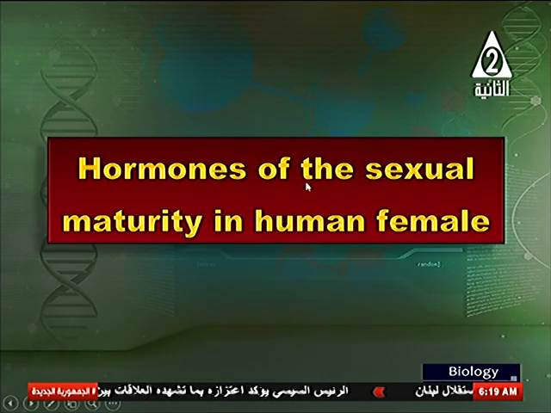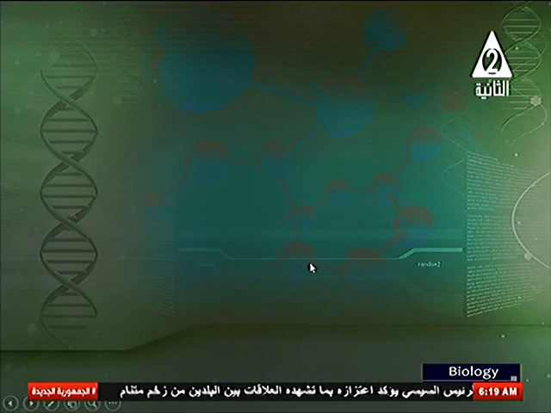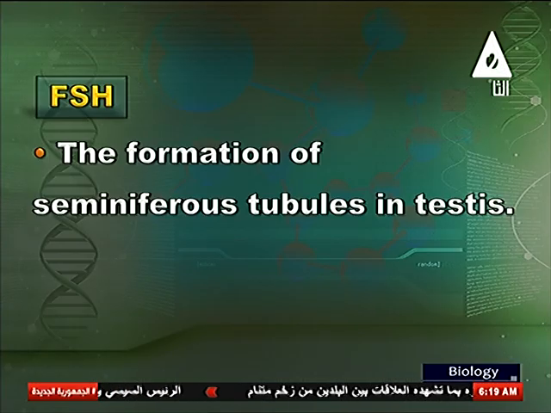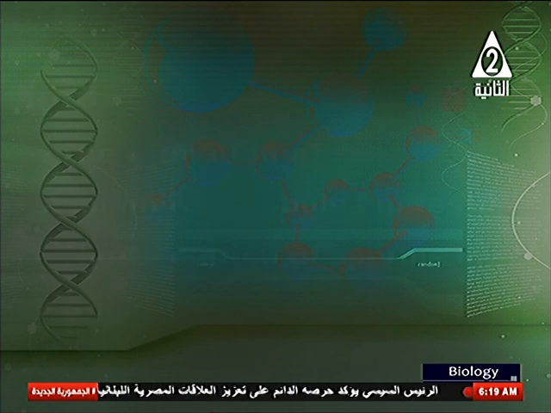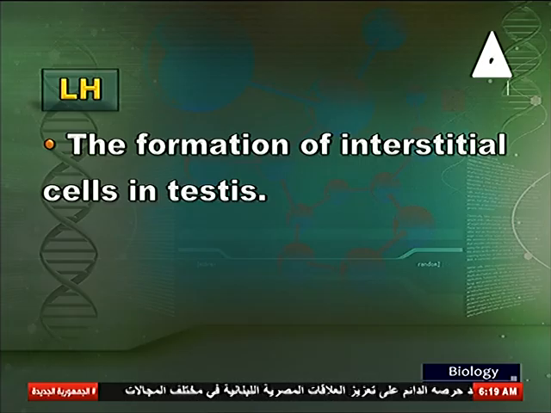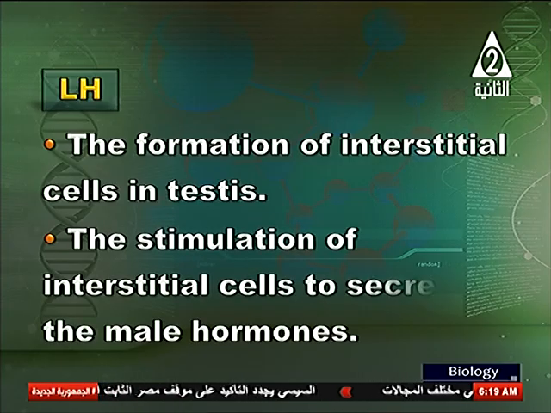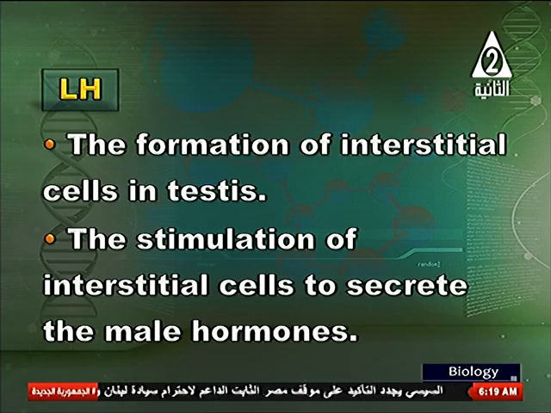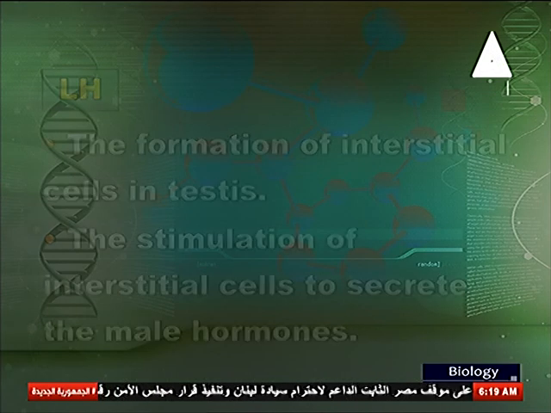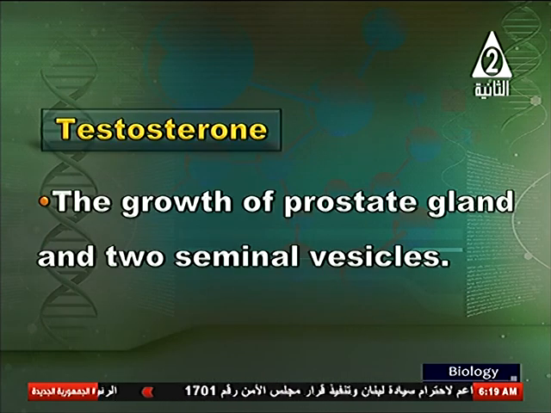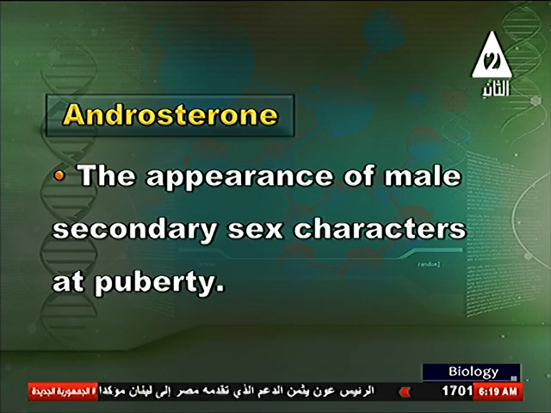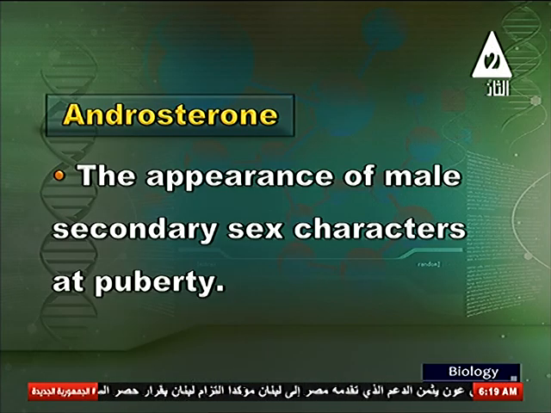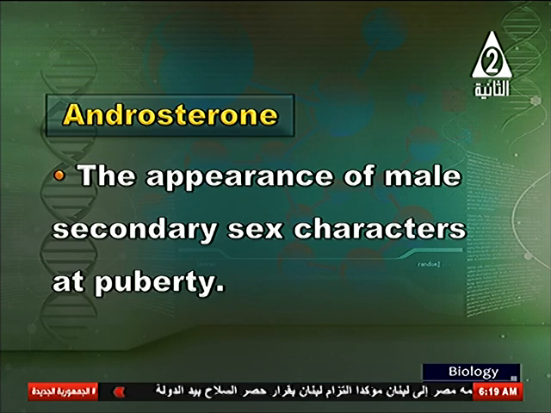Now we will study the hormones of sexual maturity in the human male. Follicle stimulating hormone stimulates the formation of seminiferous tubules in the testes, also the formation of sperms in the testes. The second hormone, luteinizing hormone, stimulates the formation of interstitial cells also in the testes and stimulates the interstitial cells to secrete male hormones. Testosterone hormone stimulates the growth of the prostate gland and the two seminal vesicles. Androsterone hormone regulates the appearance of male secondary sex characters at puberty.